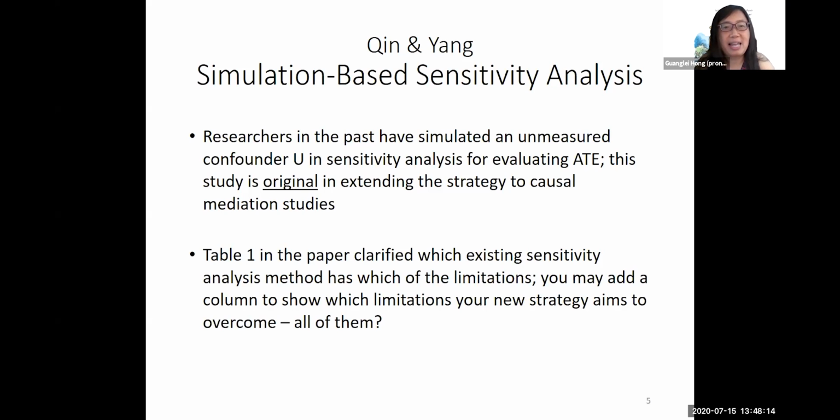So one suggestion I have, really quick one, is in the paper, in your table 1, you clarified which existing sensitivity analysis methods have which of the limitations. You check mark each of them, these are the limitations they have. I wonder if you could add a column to show which of those limitations your strategy aims to overcome, because the reader would want to know whether you actually want to overcome all of those limitations or just some of them. Yes, so, actually all of them. Oh, good. Yeah, so I think it's good to clarify.